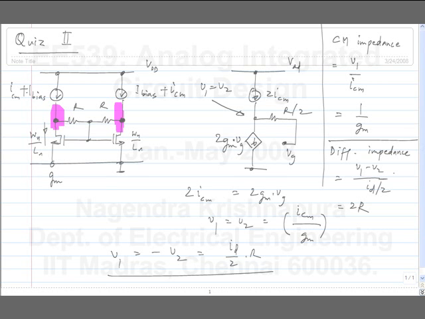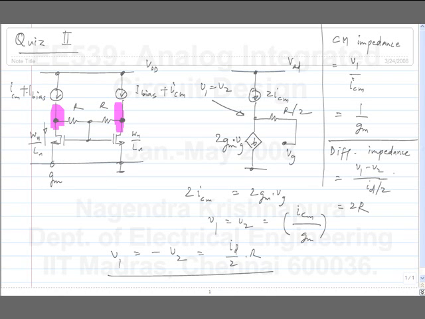So the differential impedance is different from the common mode impedance. Okay. So this concept we will see repeatedly in discussions of differential circuits. This will turn out to be very useful to bias the common mode in some way. So you can see that the common mode impedance is much lower than the differential impedance. Okay. So let's say you want to get differential gain.